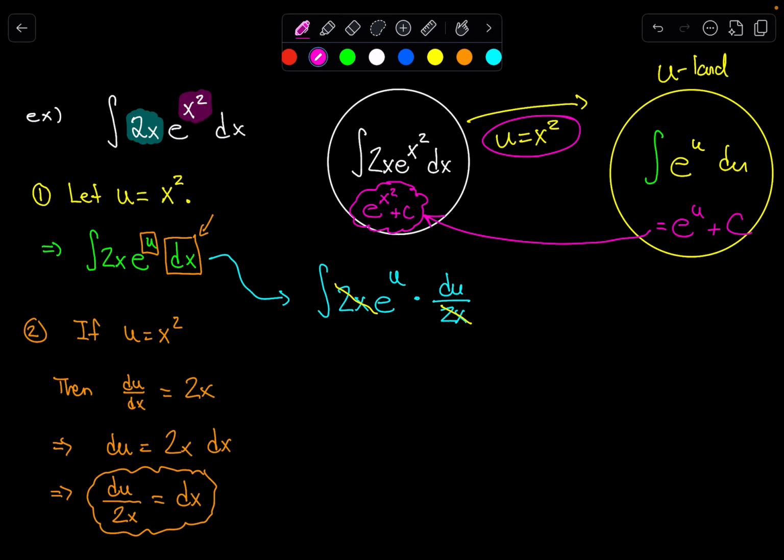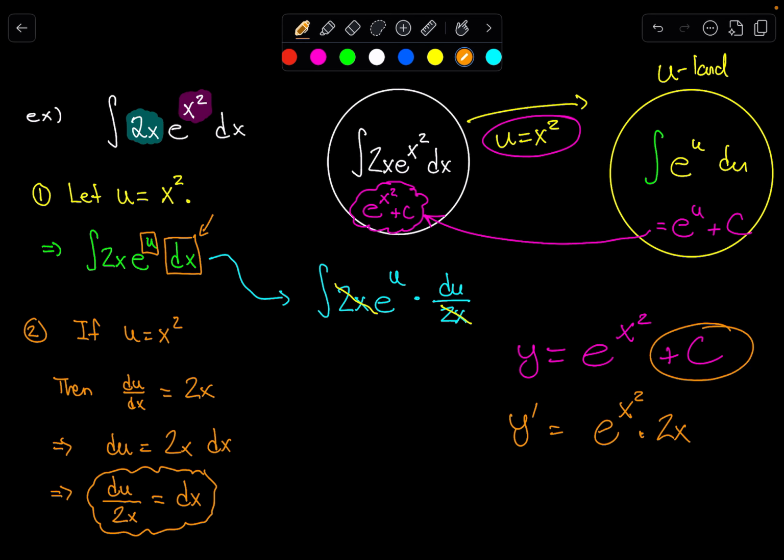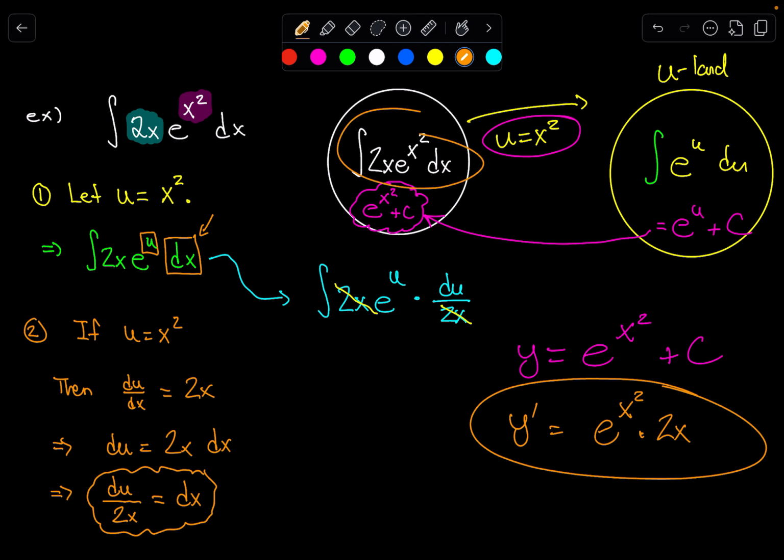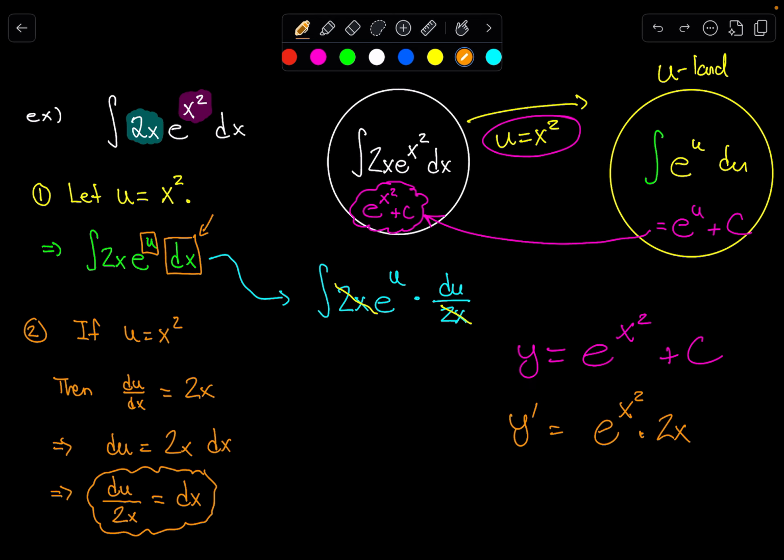And we could check this answer. If I tell you that y is equal to e to the x squared plus c, we can take the derivative by saying the derivative of e to the anything is e to the anything times the derivative of what that thing is, so times 2x. And then the derivative of a constant is just 0. So we end up here, which is exactly what we started with.